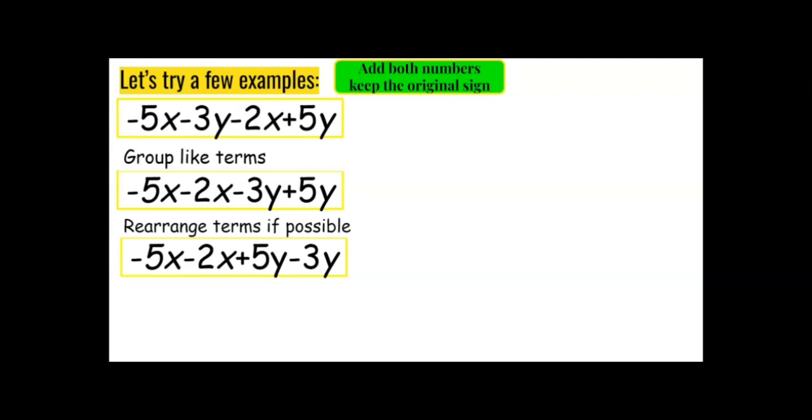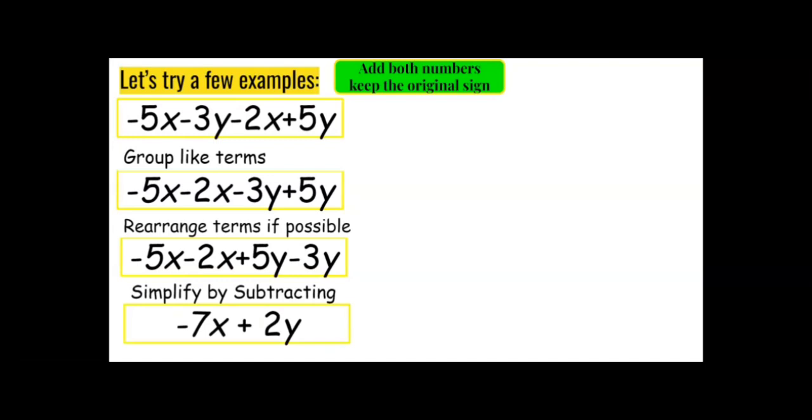A simpler way of finding our answer is to say we're going to add both numbers and keep the original sign. So we add 5 plus 2, which is 7, and the sign that we have been working with is a negative sign. So we have negative 7x. And if we simplify 5y minus 3y, we end up with 2y. So our final answer is negative 7x plus 2y. All right, let's look at another example.